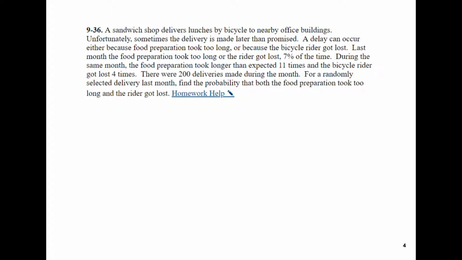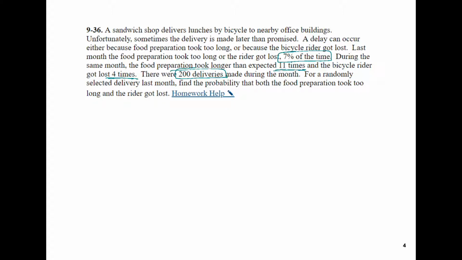A sandwich shop delivers lunches by bicycles to nearby office buildings. Unfortunately, sometimes the delivery is made later than promised. A delay can occur either because food preparation took too long or because the bicycle rider got lost. Last month, the food preparation took too long or the rider got lost 7% of the time. During the same month, the food preparation took longer than expected 11 times, and the bicycle rider got lost 4 times. There were 200 deliveries made during the month.